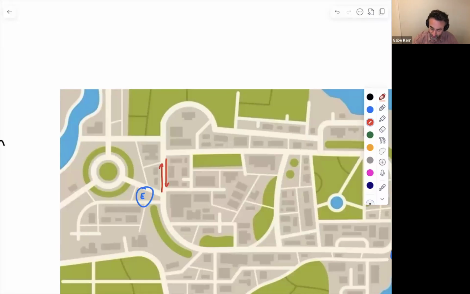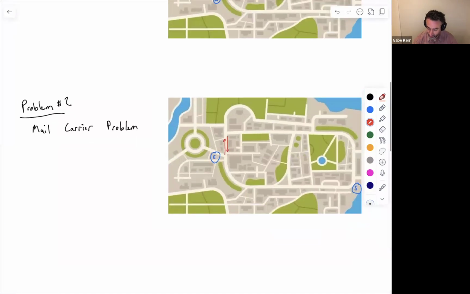Otherwise it's the same problem as the security guard problem, in that you want them to start in one place, take a route, and not retrace their steps unnecessarily. So you want them to go in one direction, and only reverse direction along certain blocks. This is called the mail carrier problem.